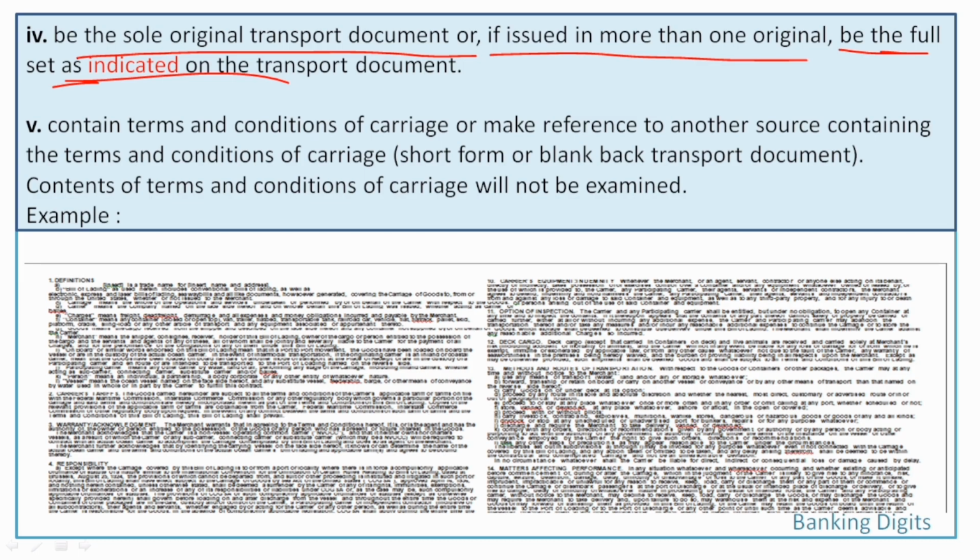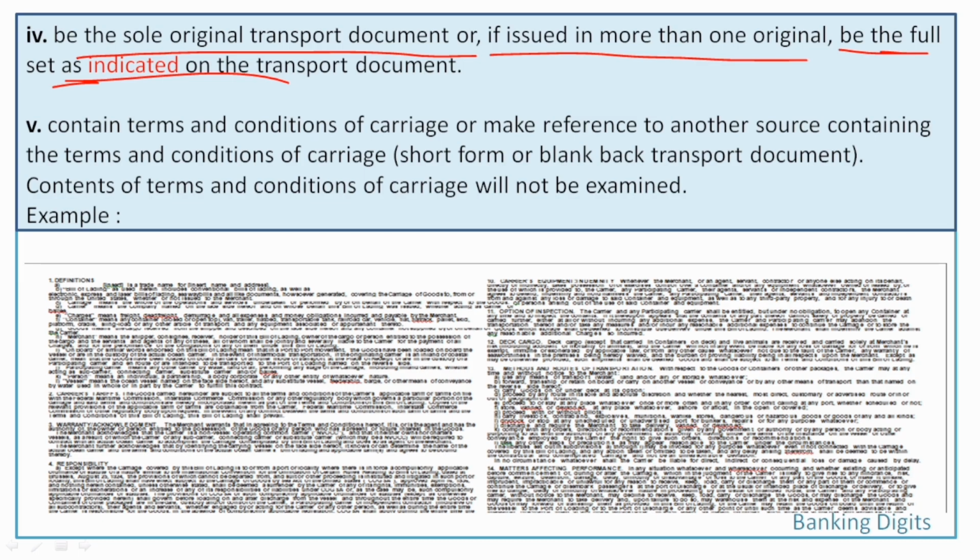If the BL is issued only in one original, then only one original is to be presented, and if issued in 3 by 3, then 3 by 3 is to be presented, because if the full set is presented, then only the title of goods is getting transferred. Else anyone can release the goods with only one BL and can present the remaining to the issuing bank.